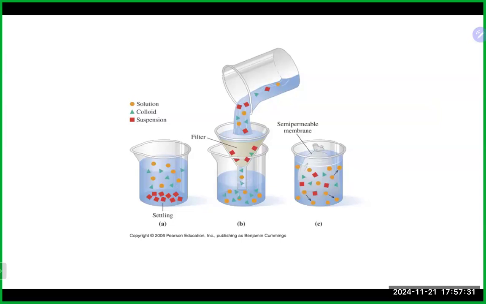Suspensions do settle out. If you have sand and water, it's going to settle to the bottom of the beaker. Solution colloids will still be floating around. Colloids will go through filter paper, with our suspension getting caught. And really only the small solution molecules will go through a membrane, like a dialysis bag, for example, that allows those to go through.